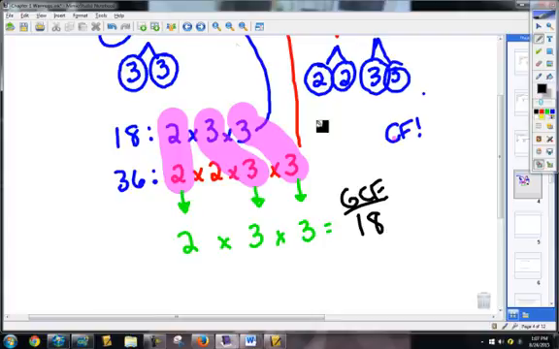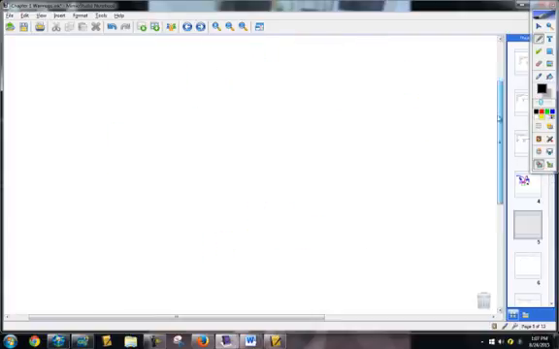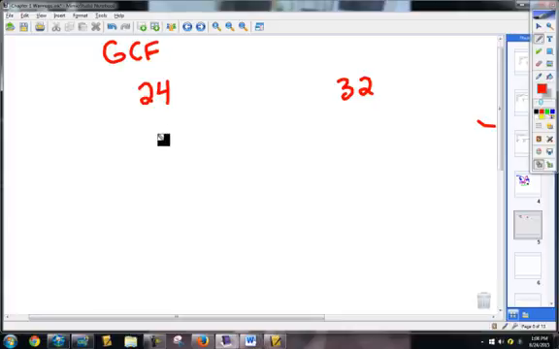Okay? Let's do another one. And if you'd like to pause this before you attempt it and then play it to see if you get it right, that's fine also. So we're going to do 24 and we will do 32. Okay? So again, we're trying to find the GCF, the greatest common factor. Okay? So the first step, do your prime factorization that we've all mastered.